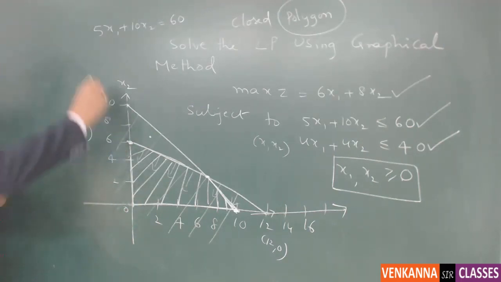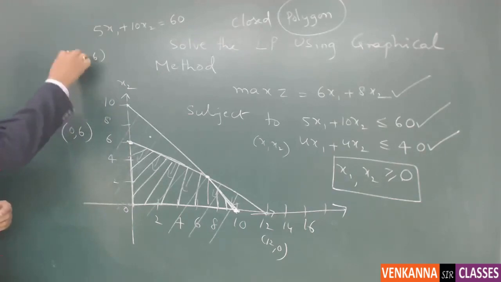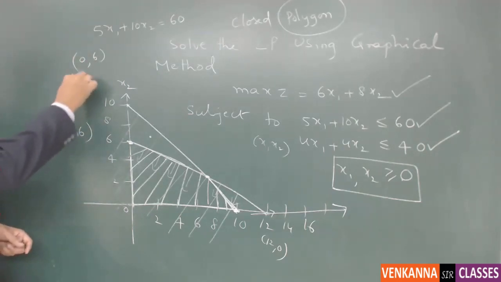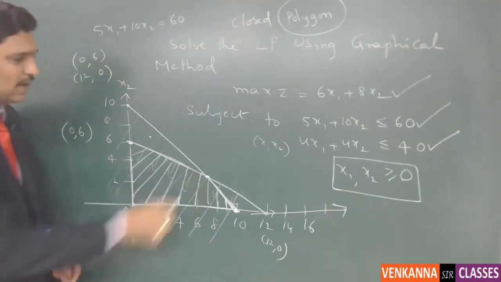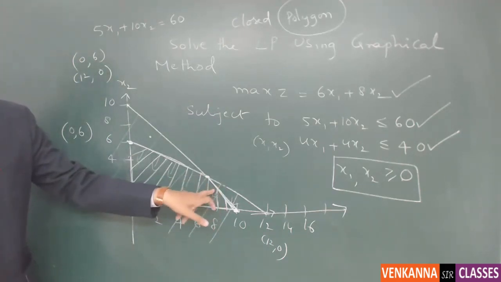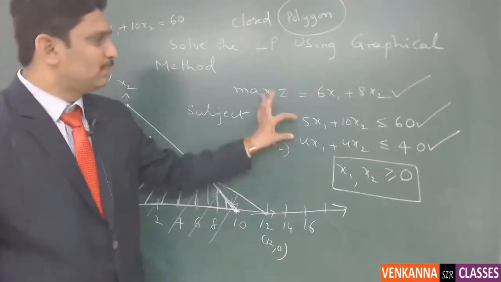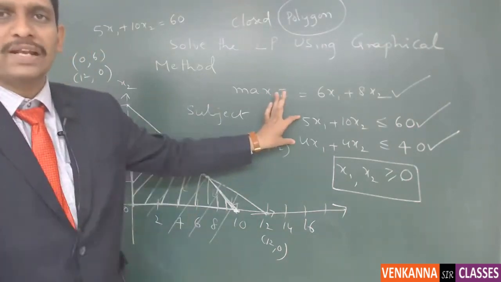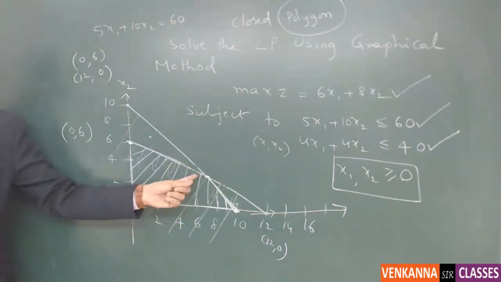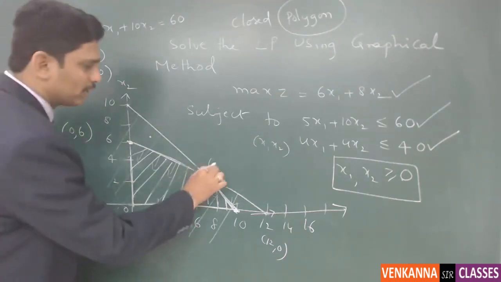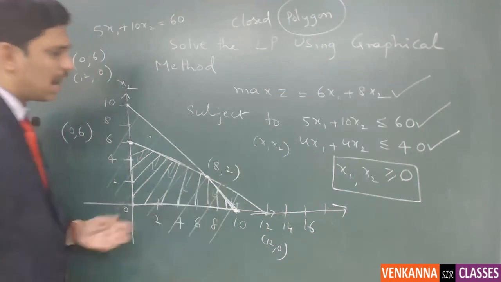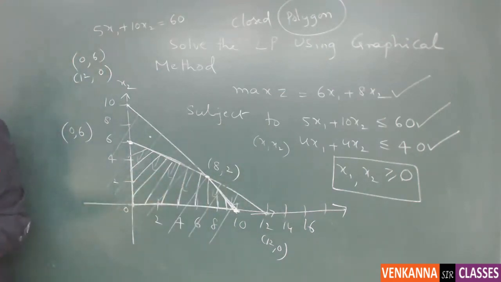So here one point is 0, 6, one point is 12, 0, and one point is formed by the intersection of these two lines. By simply solving these two straight line equations, you will get the point of intersection. So it is nothing but 8, 2. I think everyone knows how to find the point of intersection. Am I correct?